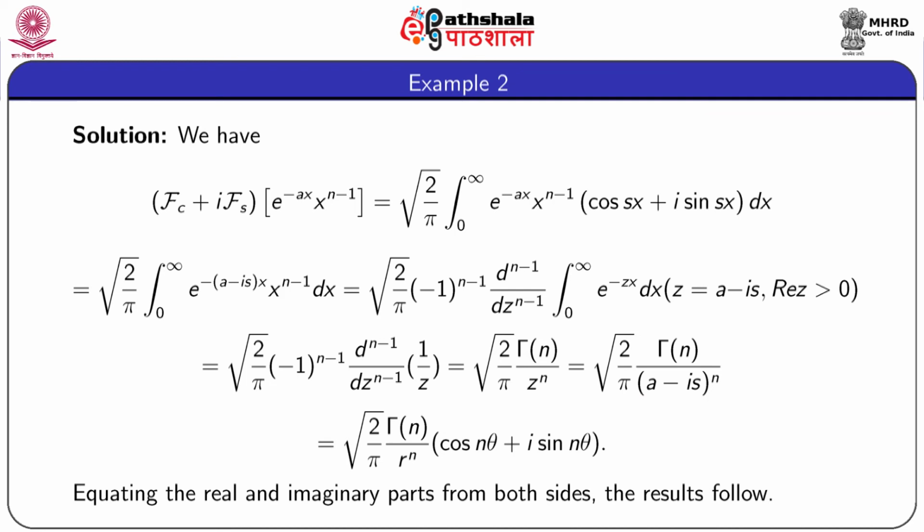So, after some simplification this will give back root over 2 by pi gamma n by r to the power n, (cos n theta plus i sin n theta), where in this step we have multiplied numerator and denominator by (a plus is) whole to the power n, so that we get the last line. Now, equating the real and imaginary parts from both sides, we get the desired result.